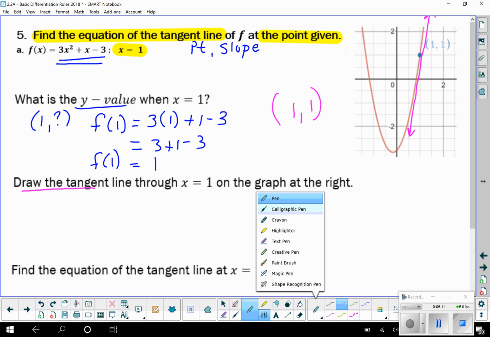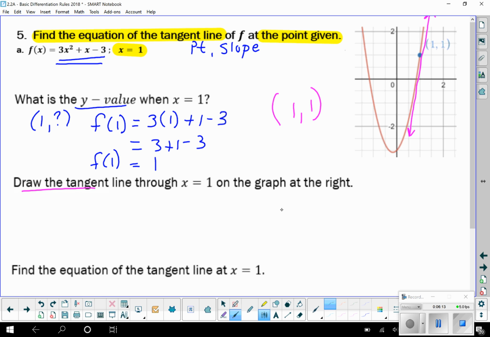And next thing we want to do, we need to get the slope. So let's get an f prime going. F prime of x equals, well, this won't be too bad. What's the derivative of that using power rule? 3 times 2 gives us 6x. The derivative of x is 1.